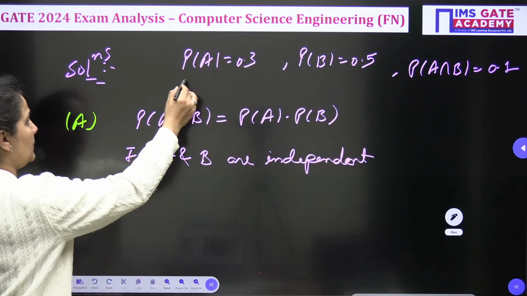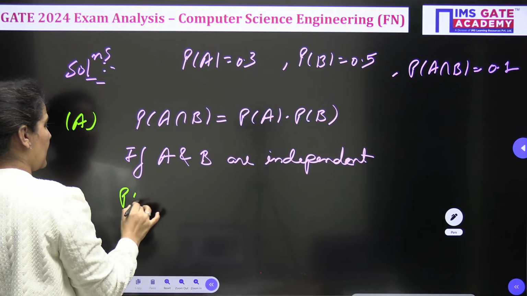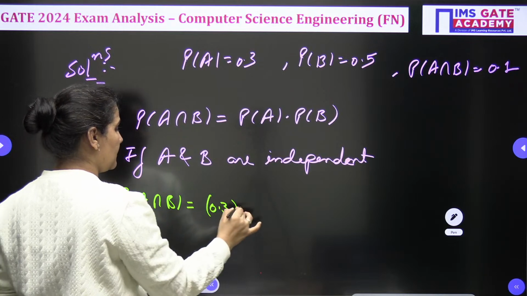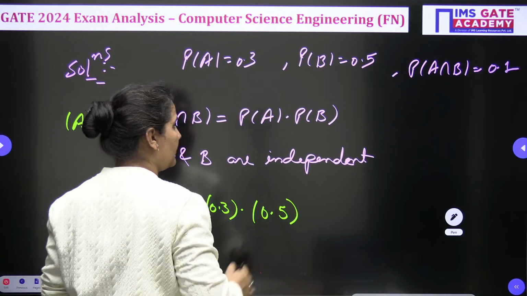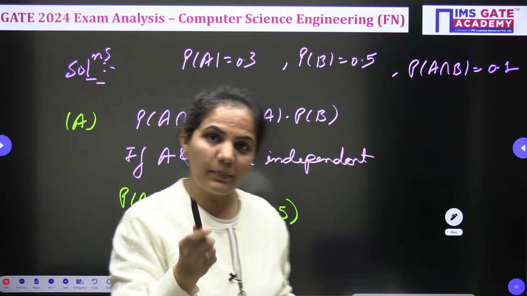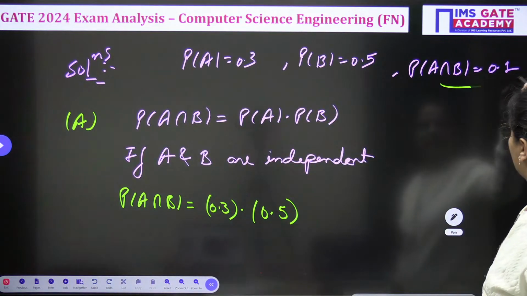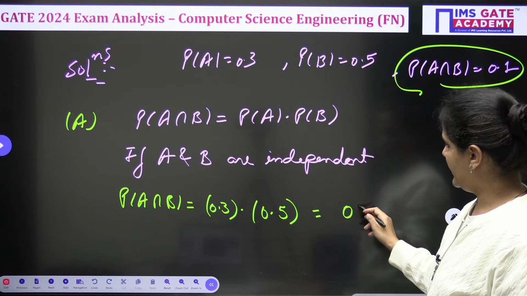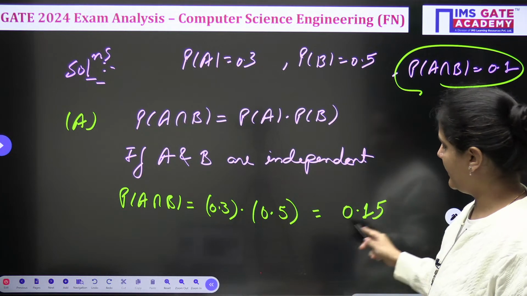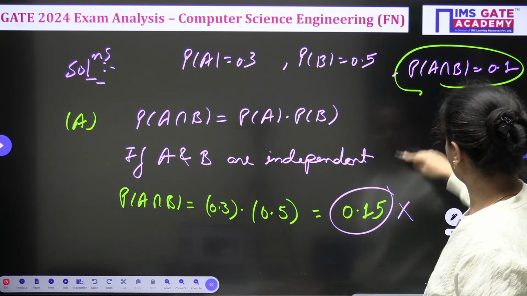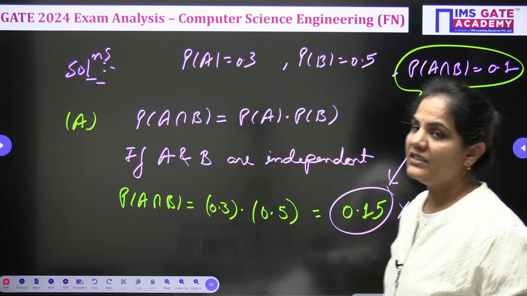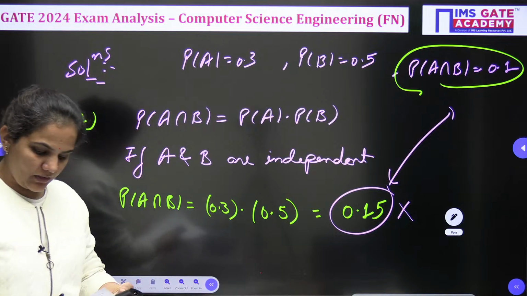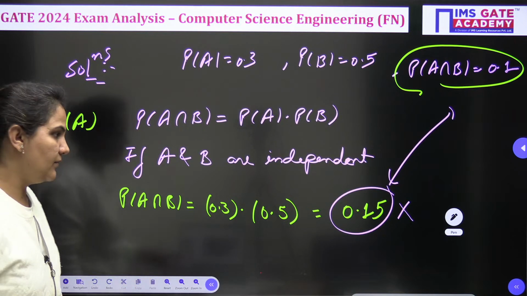Let's check it out. Probability of A is 0.3, probability of B is 0.5, and the probability of A intersection B is already given as 0.1. So 0.3 into 0.5 is 0.15, which is not equal to 0.1. So yes, I can say these two events are not independent. Event A and B are not independent, we can conclude this first of all.